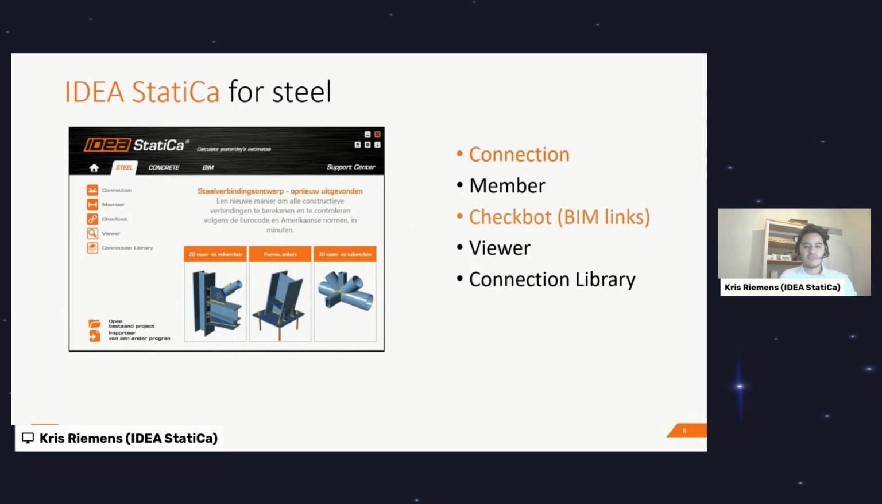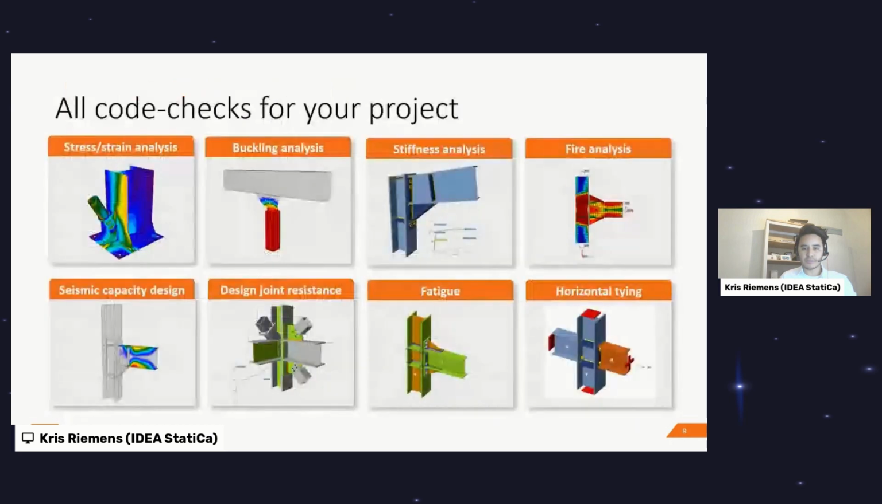So the main focus of IDEA StatiCa for steel is basically our connection application. This is basically the most used application for designing and checking of steel connections. And then to link our connection application with these other external software packages, that's where our Checkbot application comes in. It acts as a sort of bridge between your external CAD or FEA model and the connection application. And so also we'll be focusing a lot on this application in the rest of the presentation.